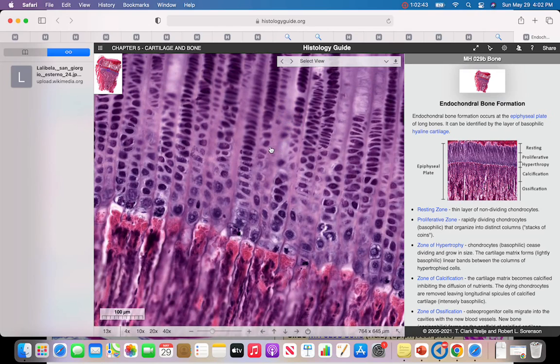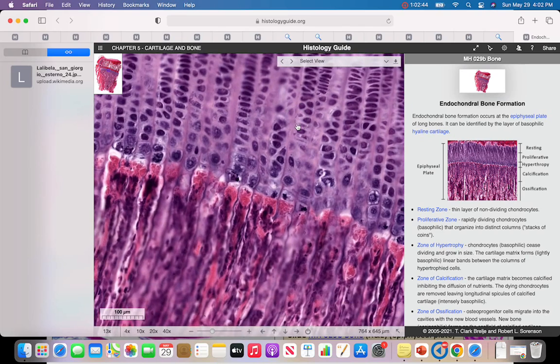The third zone is known as the zone of hypertrophy. Now the chondrocytes don't undergo cell division. They become large in size. So that's why it's known as the zone of hypertrophy. So this is the zone of hypertrophy.